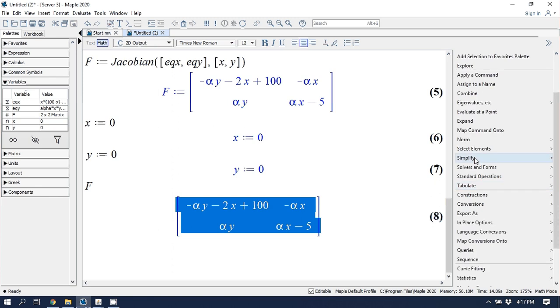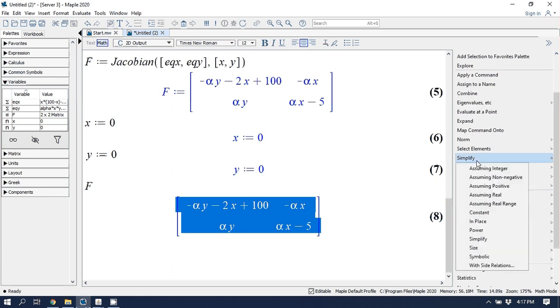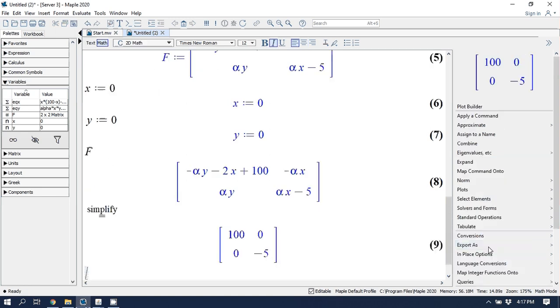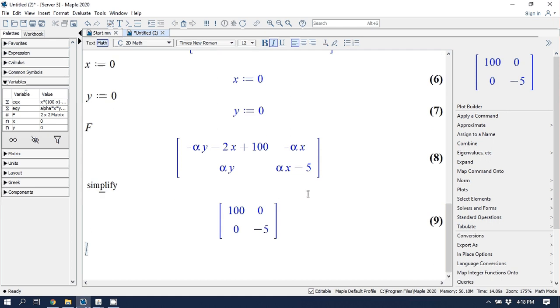I would go, for example, and click on simplify by size. There are many ways of simplifying expressions. When you simplify the expressions, then you really see the output that you would get when you actually replace x and y equals 0. In previous versions, you would see already 100, 0, 0, minus 5 once you have the actual values. For some reason, they changed that. So you want to highlight and simplify the output to see what the value is.